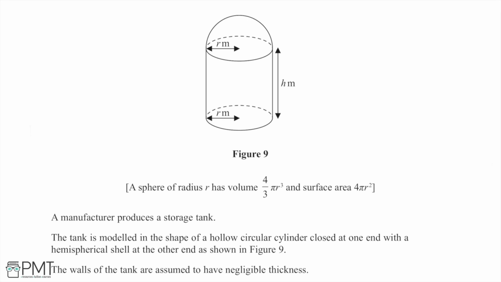So in this question, we're told that a manufacturer produces a storage tank, and the tank is modelled in the shape of a hollow circular cylinder, which is closed at one end, and at the other end it has a hemispherical shell. And we can see this in figure 9. So we see highlighted now is the hemispherical shell, and then highlighted now is the cylinder, the closed cylinder.